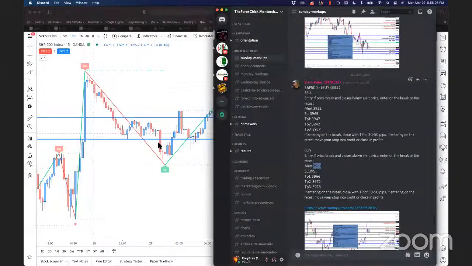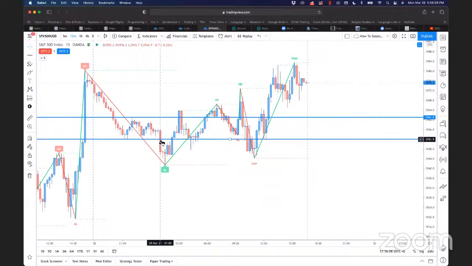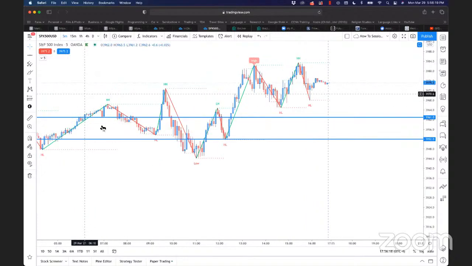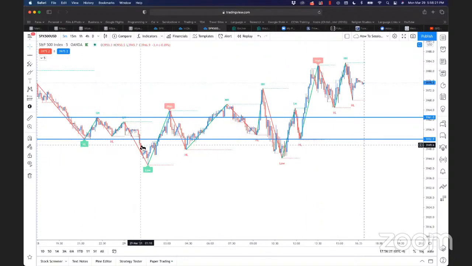No, this sell, because you would have had to just jump in right here and just sell it from here, right? You wouldn't have gotten a break and retest. Let's see if you would have got it on the 5 minute. You would have got it on the 5 minute, and your entry would have been at 50 flat, and you still would have hit all your targets.